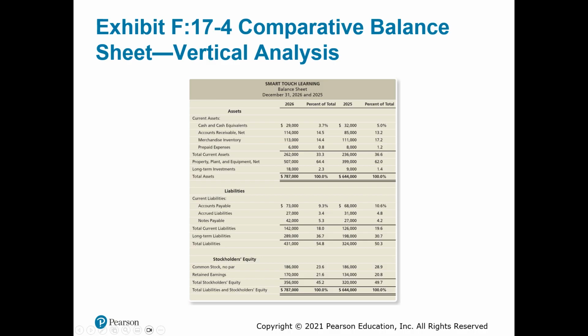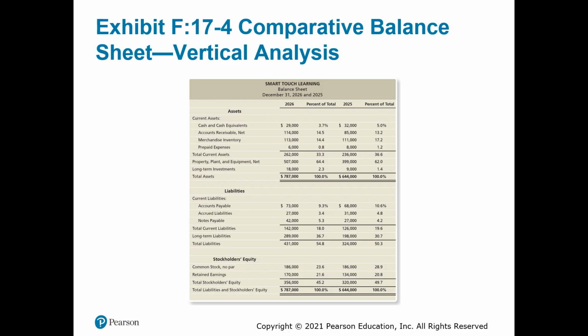We're always just going to take the balance of each line item during 2025 and divide it by our balance number for that year, which is $644,000, and express it as a percentage. So for cash over here, $32,000 divided by $644,000, expressed as a percentage, is 5%.